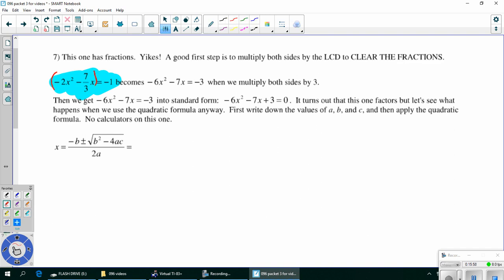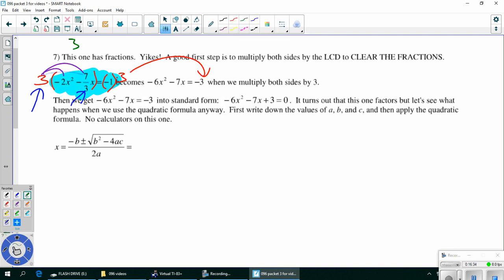So check this out. We're going to multiply both sides of this equation by 3, because the only denominator I see is 3. And when I multiply the right-hand side by 3, I get negative 3. That is right here. And then the 3 on the left-hand side distributes. So let's carefully distribute. 3 times negative 2x squared, that's negative 6x squared, right there. And then we do this 3 times the negative 7/3 x. Now don't even bother doing 3 times 7 to get 21. The whole point of putting this 3 here was to cancel with this 3 in the bottom.